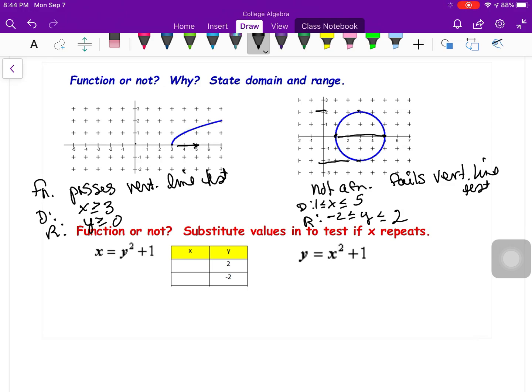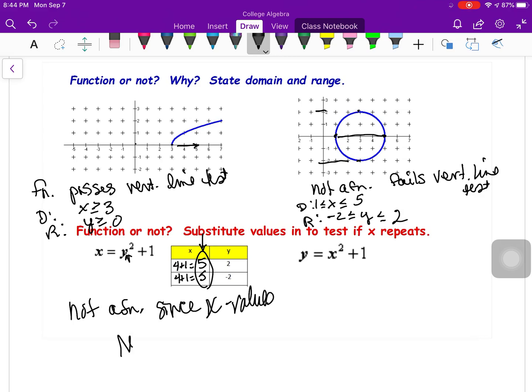Again, same questions, function or not. This one reads x equals y squared plus 1. So my inputs are y squareds. So if I put a 2 in there, 2 squared is 4 plus 1 gives me 5. If I put a negative 2 in there, negative 2 squared is 4 plus 1 is 5. So you notice I get the same x value. So this is not a function since x values repeat.